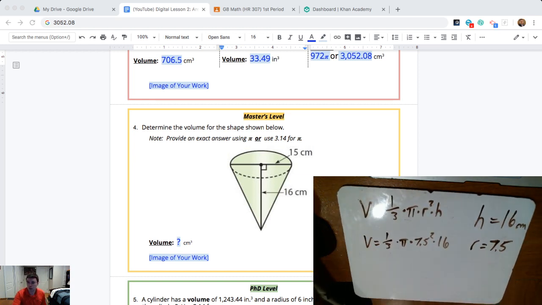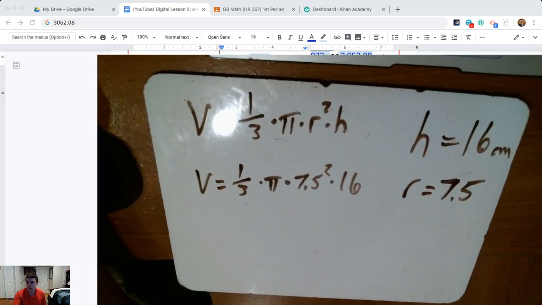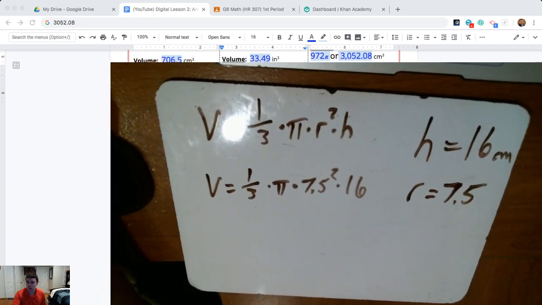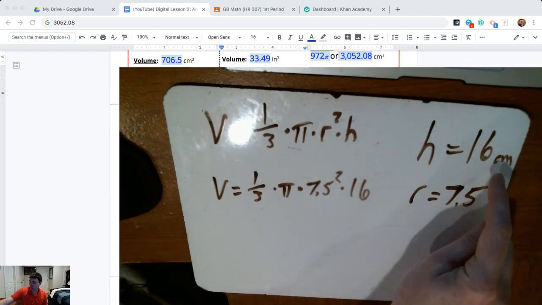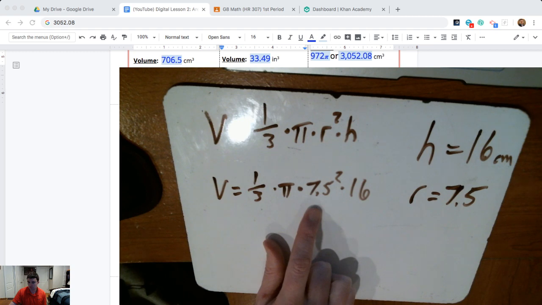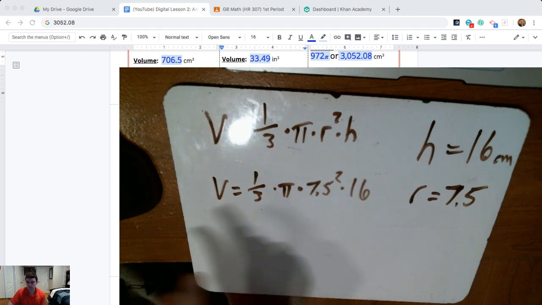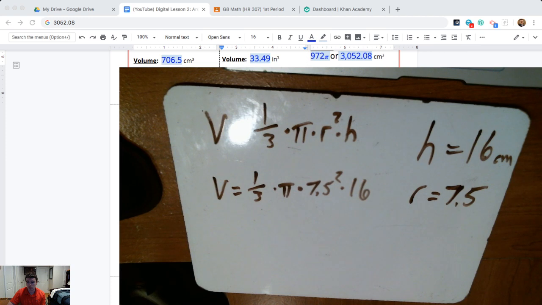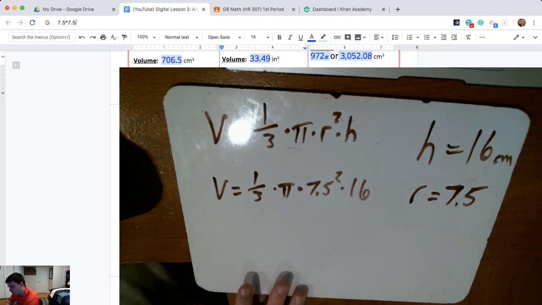I'm going to make the whiteboard a little larger now so we can see that clearly. That cone had a height of 16 centimeters. It had a radius of 7.5, so that's what went into our formula. At that point, the first thing I'm going to probably do is 7.5 squared, or 7.5 times 7.5, which gives us 56.25.